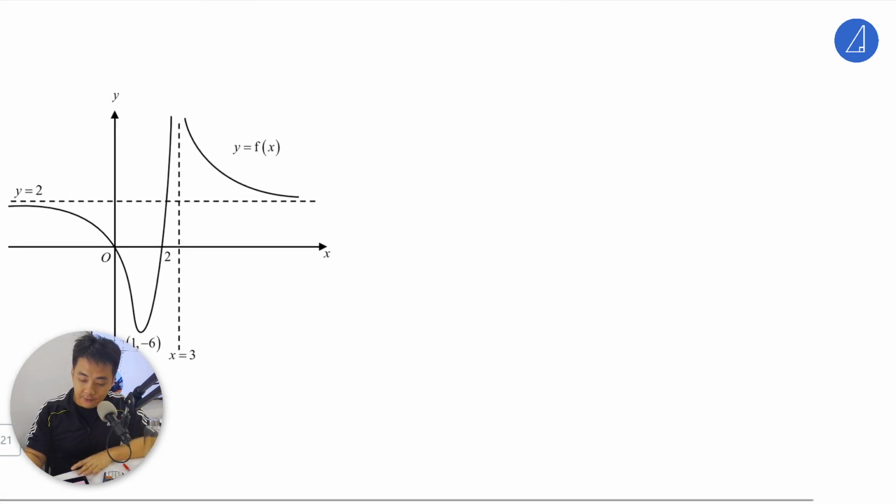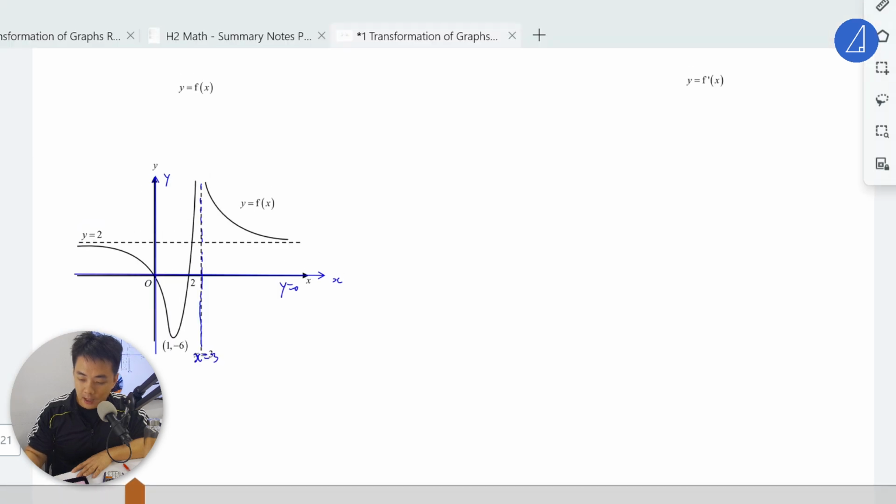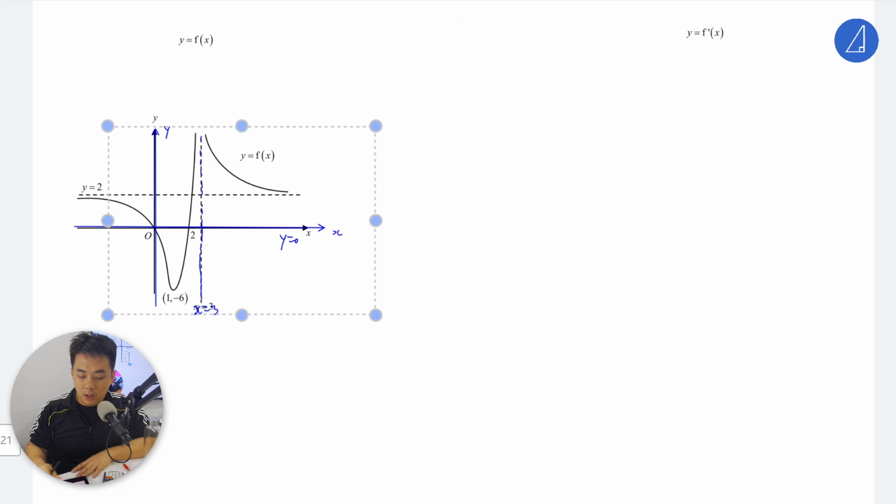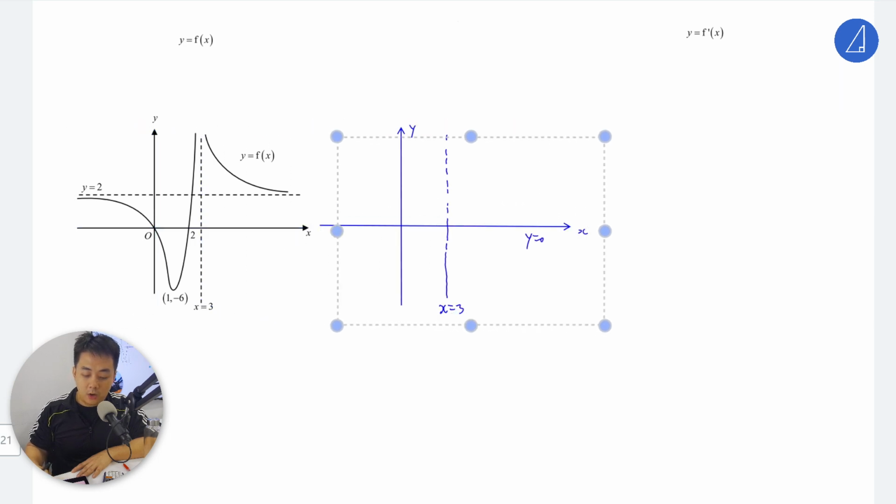The gradient graph, just copy the vertical asymptote. Very easy one. You just copy. Then after that, you know that this is x equals 3, right? Then this one, y equals 2. When you differentiate it, it will be y equals 0. So you know that y equals 0, the x-axis, will just be your horizontal asymptote.